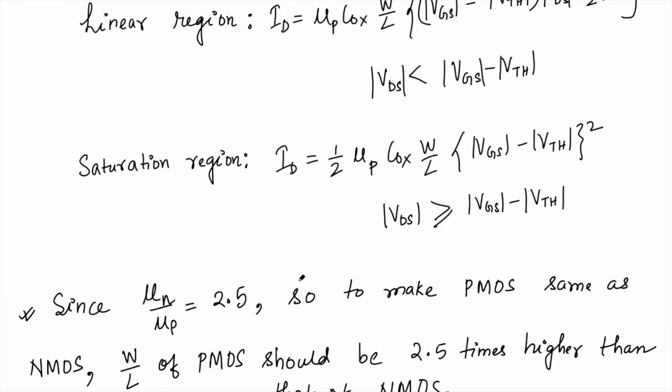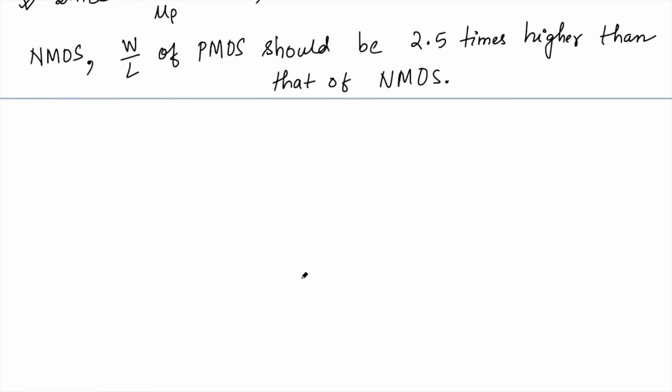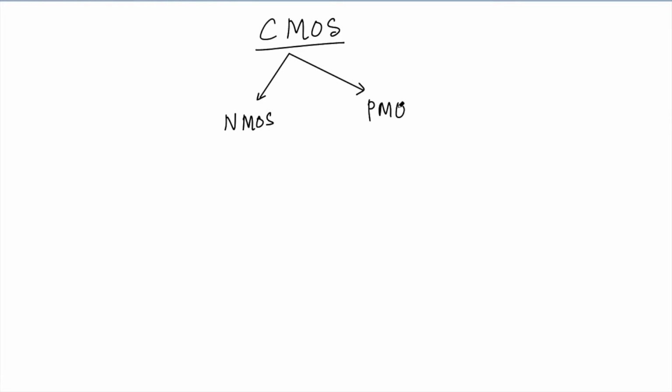Now, in most technologies, both the NMOS and PMOS will be there. Both of them have different advantages, and they complement each other. So this is called a CMOS technology. You must have heard of ICs fabricated in CMOS technology. What it means is that this CMOS technology provides both the NMOS and PMOS on a single substrate. Let's see how it does.